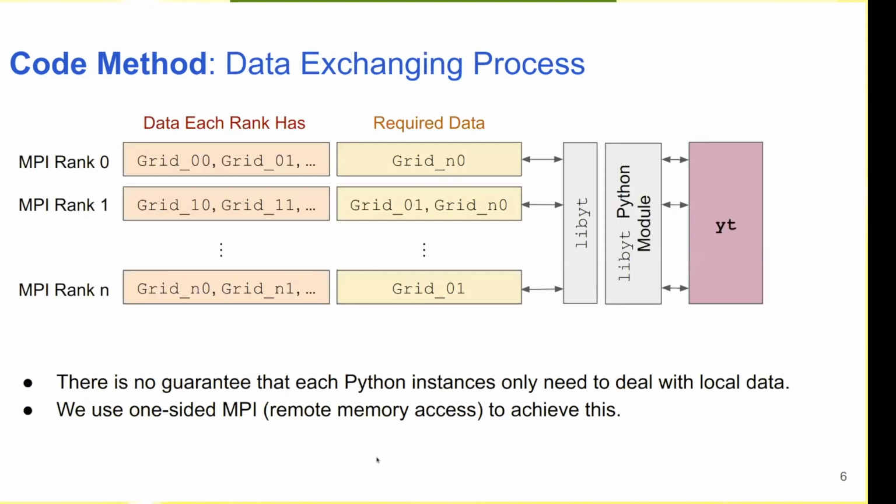Unlike post-processing, where data is stored on disk and every MPI rank can access it whenever they want, in in-situ analysis, data is separated in different MPI processes, and there is no guarantee that each Python instance only needs to deal with local data, because this depends on the Python script you run during the analysis. We use one-sided MPI, or so-called remote memory access, to solve this problem.